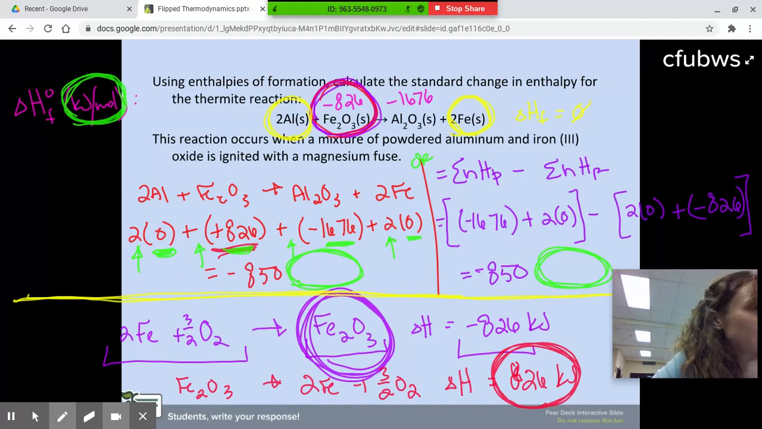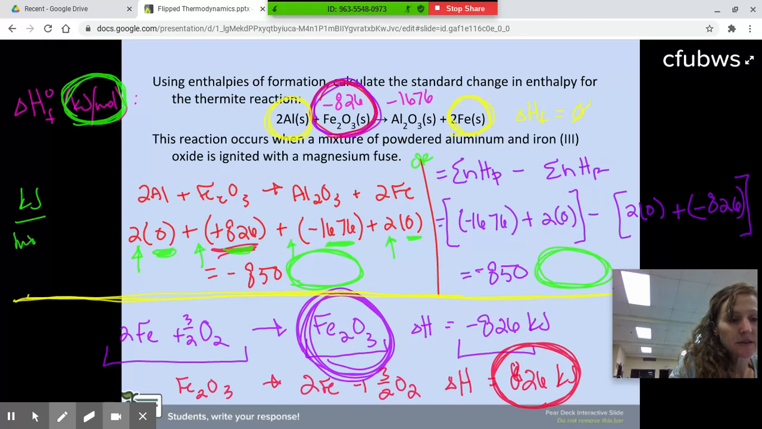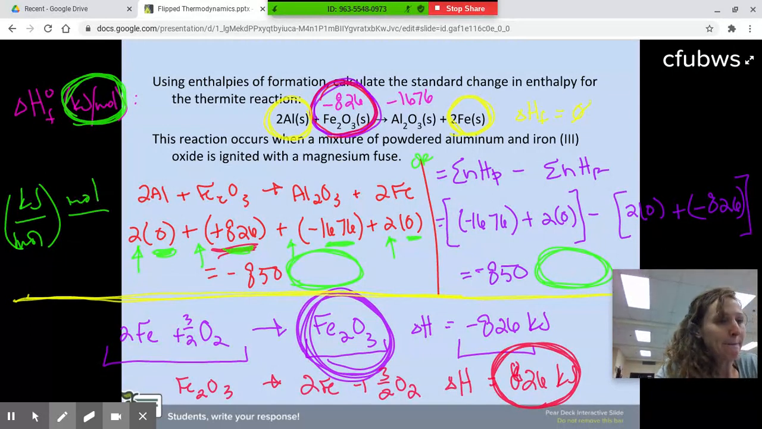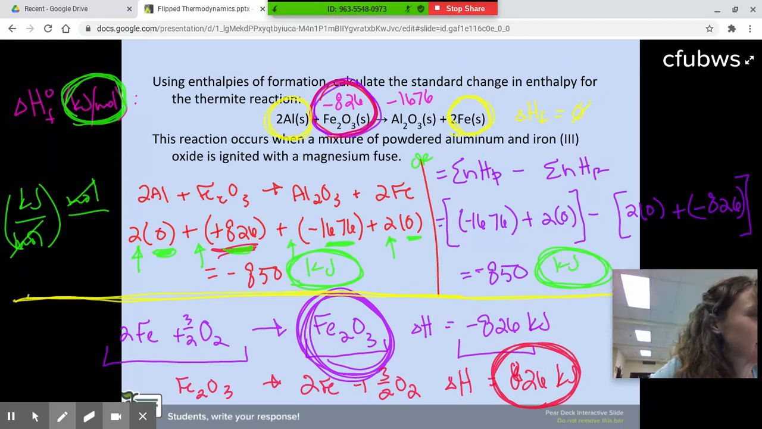That's what the unit of a coefficient is. The unit of a coefficient is either atoms or molecules or moles. So we're taking the enthalpy of formation and we're multiplying by moles. What happens to the units? What is kilojoule per mole times mole? Kilojoules. Yes. Your unit is going to be in kilojoules because you just multiplied off the moles. That would be an awesome test question, don't you think?